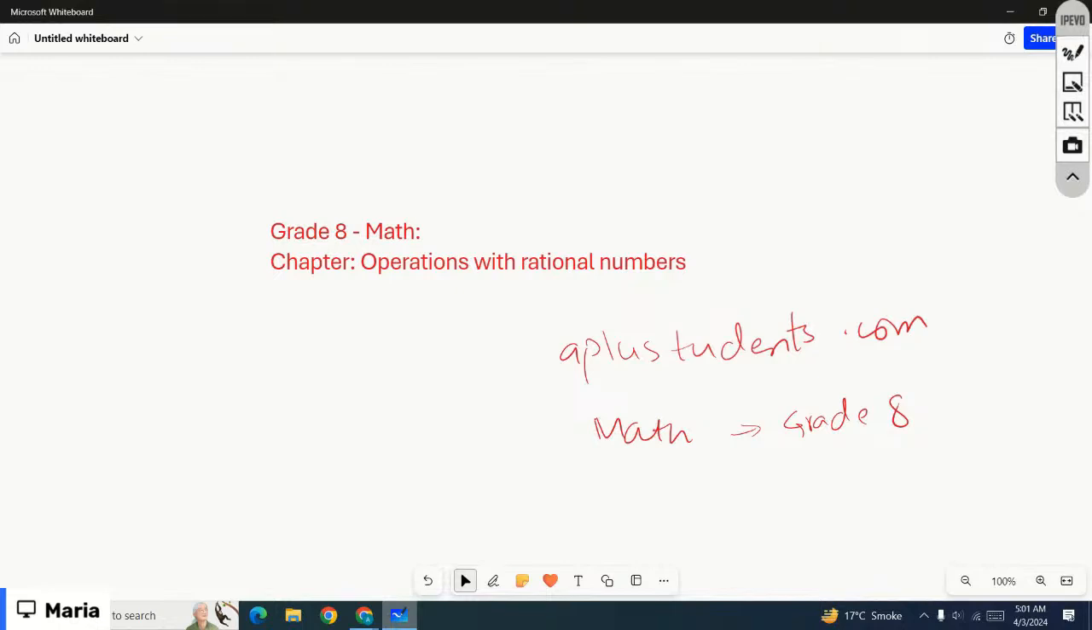We're going to start with the chapter operations with rational numbers. So please make sure you have your notebook and pencil so that you can note down the important examples and definitions as well.